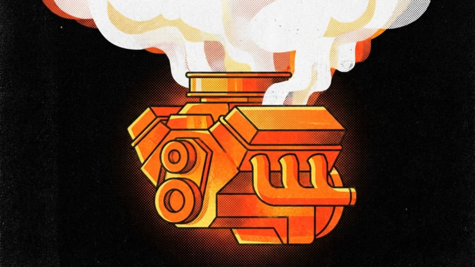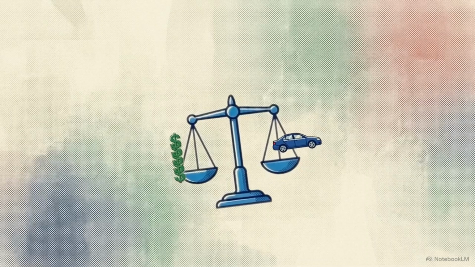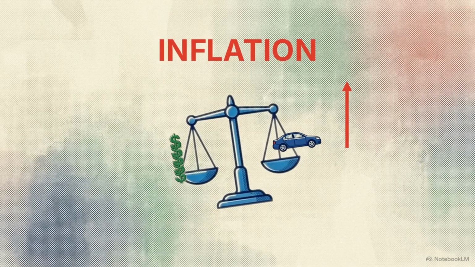But an engine can run too hot. Eventually, the market is flooded with cash, and consumers want to buy things faster than factories can physically make them. This scale demonstrates the imbalance. When you have too much money chasing too few physical goods, prices rapidly rise. This destructive force is called inflation.